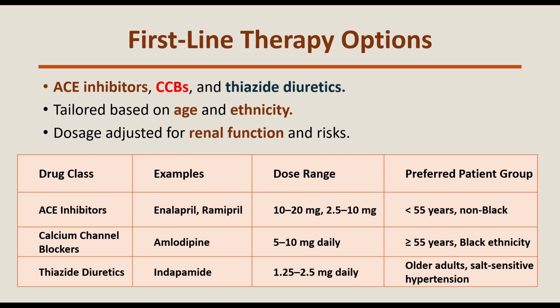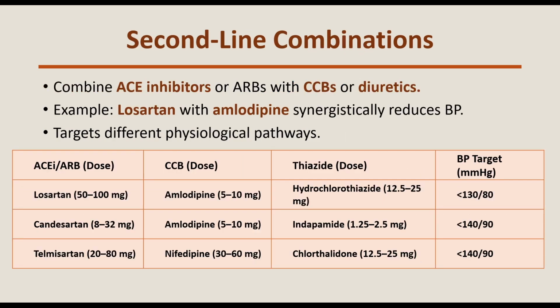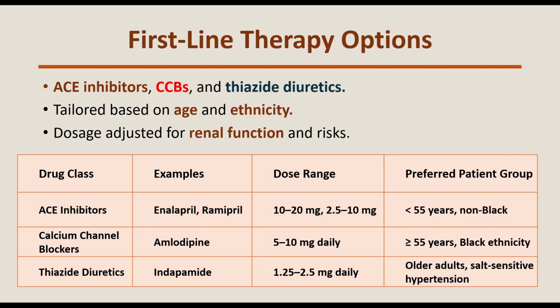ACE inhibitors, such as enalapril or ramipril, are particularly suitable for patients under 55 years of age and not of Black African or Caribbean descent. Calcium channel blockers like amlodipine or felodipine are preferred for patients over 55 or those of African or Caribbean origin due to reduced efficacy of ACE inhibitors in these populations. For patients with fluid retention or a risk of edema, thiazide diuretics like indapamide or chlorthalidone are effective options. Dosage adjustments should be based on the patient's renal function, age, and overall cardiovascular risk profile.